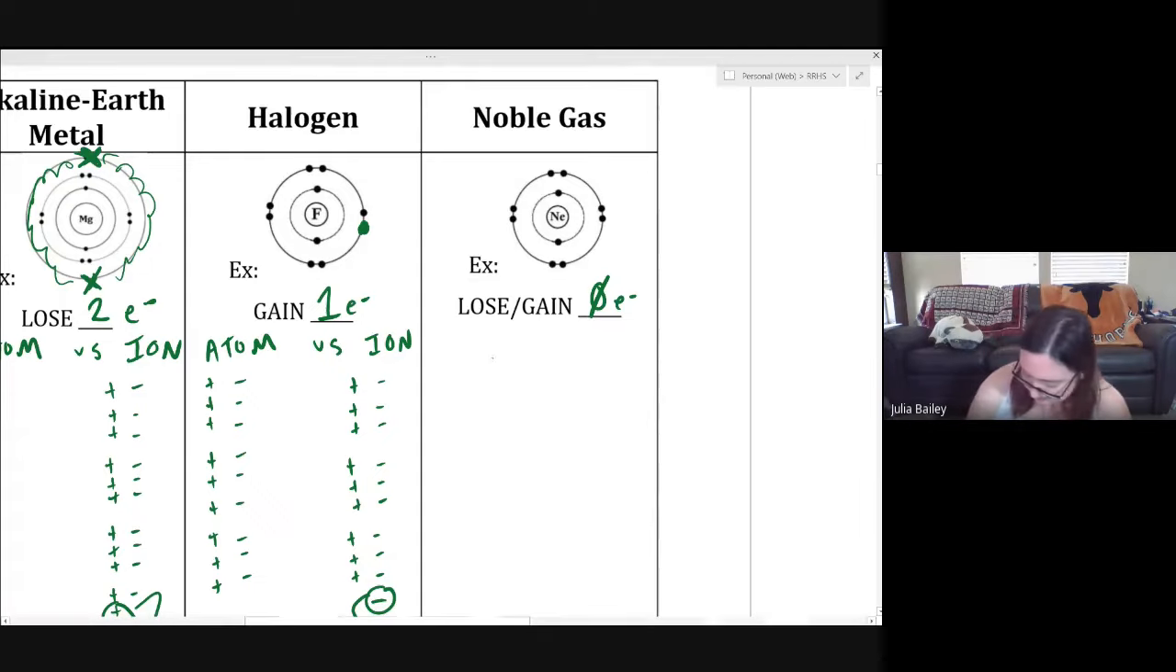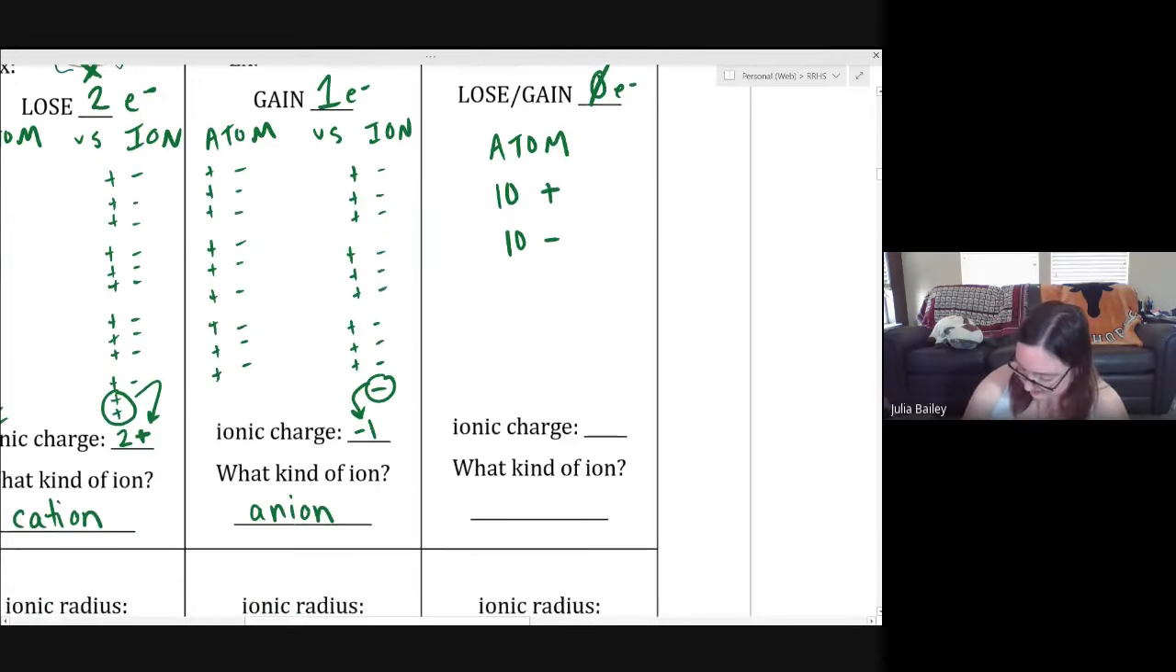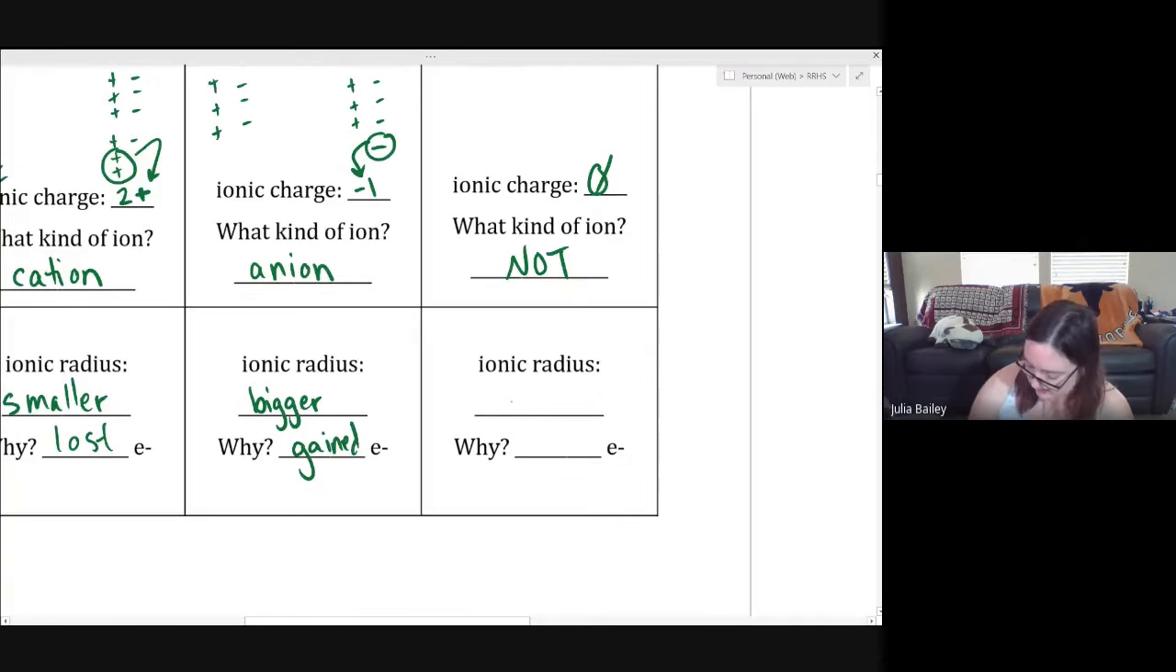For neon, an atom, and this time I'm not going to draw all the pluses and minuses because for neon, it's so simple. There are 10 protons and there are 10 electrons and they balance each other out. So the ionic charge is 0. And what kind of ion is it? It's not an ion. There's no charge. It's neutral. So the ionic radius, you could just say it stays the same because there are the same number of electrons.